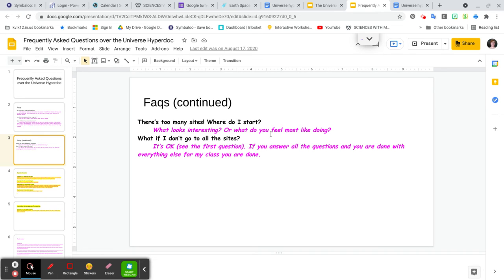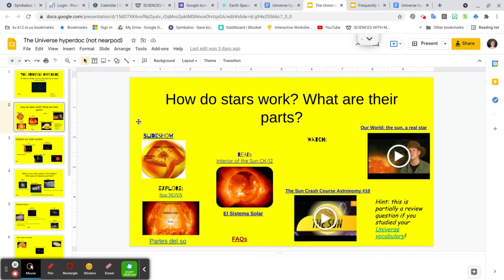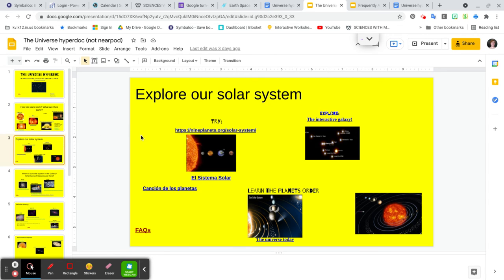Another one, where do I start? What looks most interesting? What do you feel like doing? Another one I get, which kind of goes back to the first question: if I don't go to all the sites, it's okay. And then that's the Spanish version. Don't worry about that unless you really need the Spanish version. Some of these are in Spanish, to help those for whom English is not the first language. So if English is your first language, then just ignore the parts that are in Spanish.